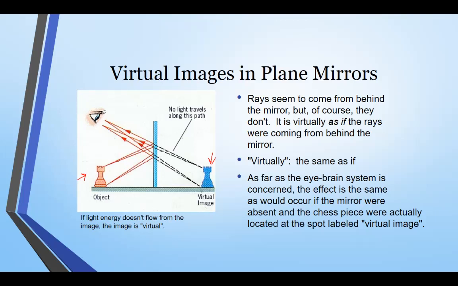But because the light rays don't actually come to these points, it is not a real image, but a virtual image. The light rays are coming at your eye as if they were coming from behind the mirror, which is not possible. So this is important to keep in mind when we start thinking about these images.